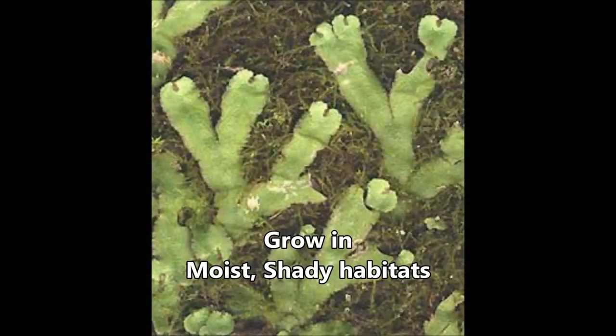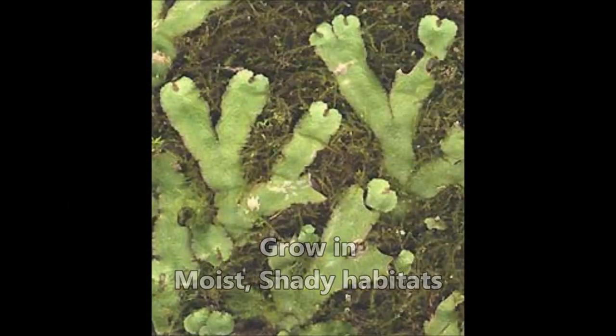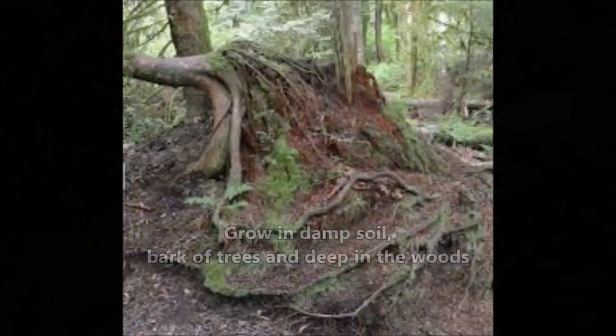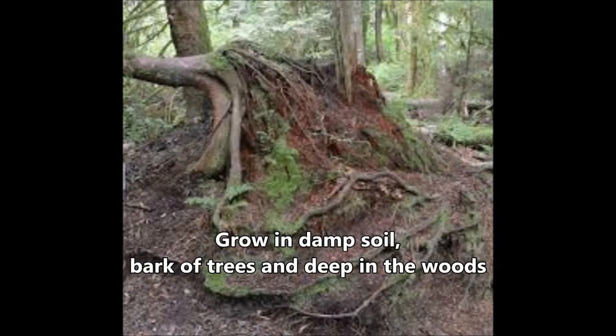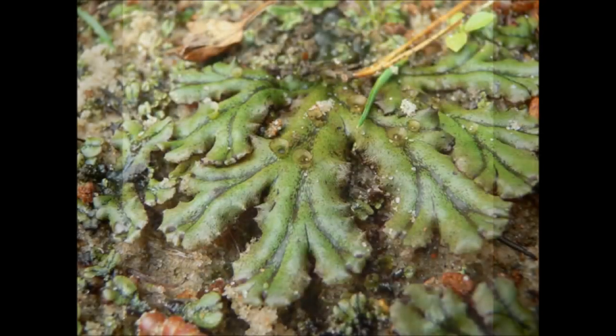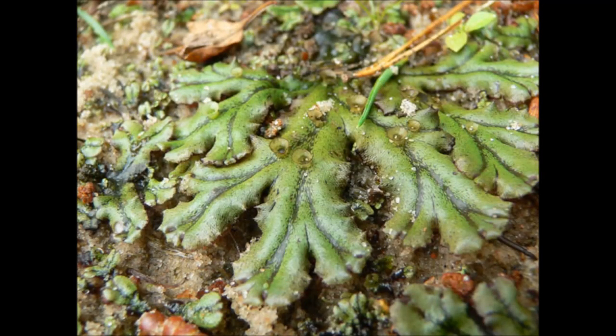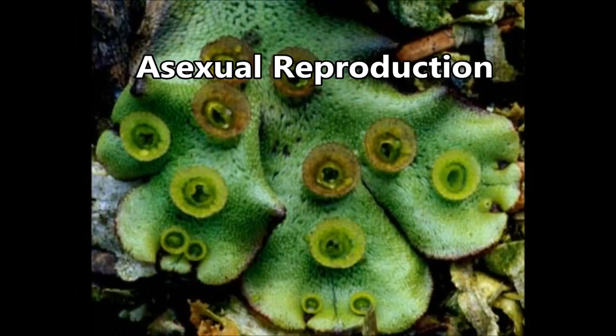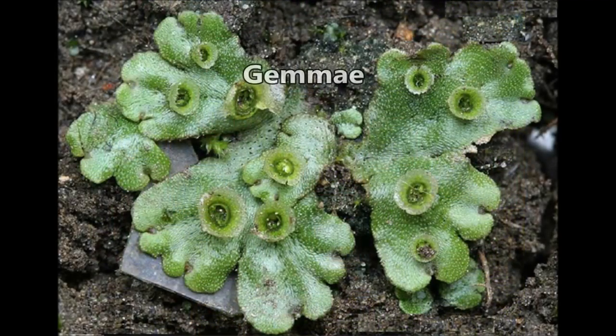They usually grow in moist, shady habitats such as banks of streams, marshy ground, damp soil, bark of trees and deep woods. The leafy members have tiny leaf-like appendages in 2 rows on the stem, for example Marchantia. Asexual reproduction is by fragmentation and gemmae.